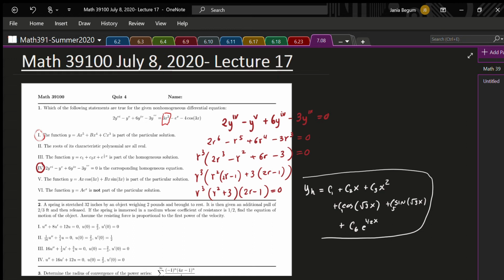Now, what about 2? So the roots of the characteristic polynomials are all real. That's not true because we just saw they're real and complex. So that's not true. And then the function y equals c1 plus c2x plus e to the 1/2 t is part of the homogeneous solution. Yeah, we have all of them, right? We have this one, and this one. So that's also true.